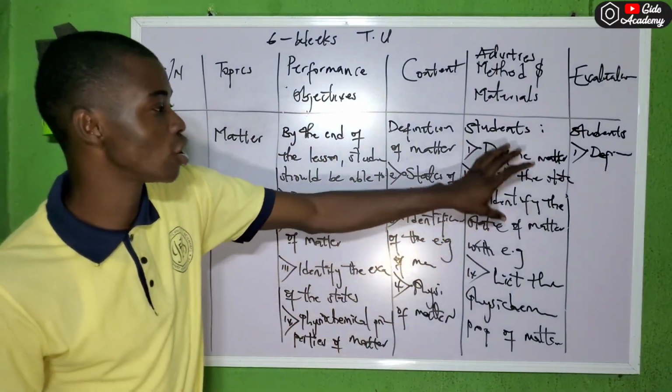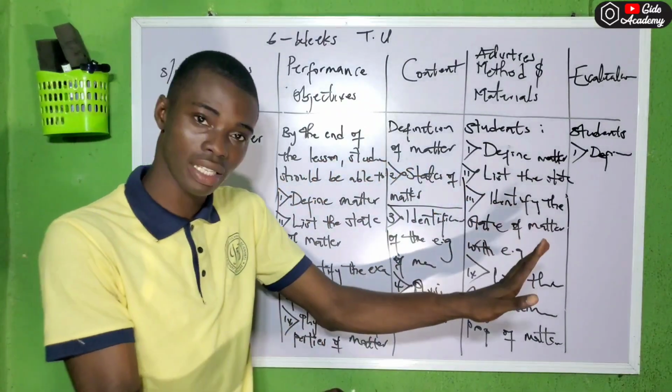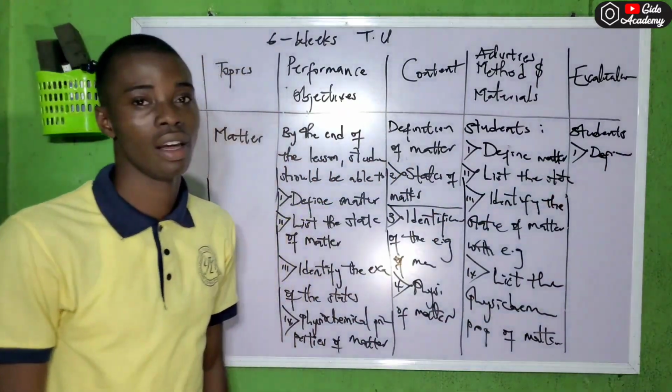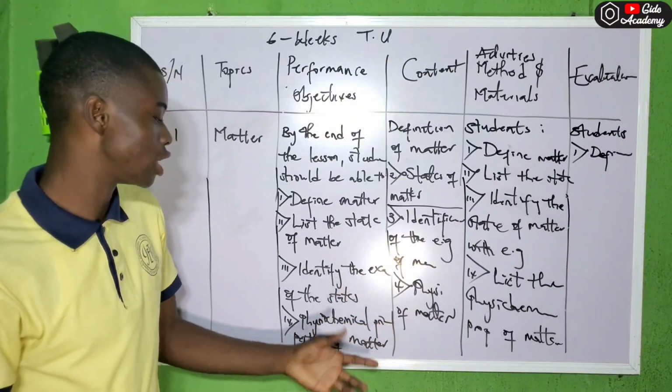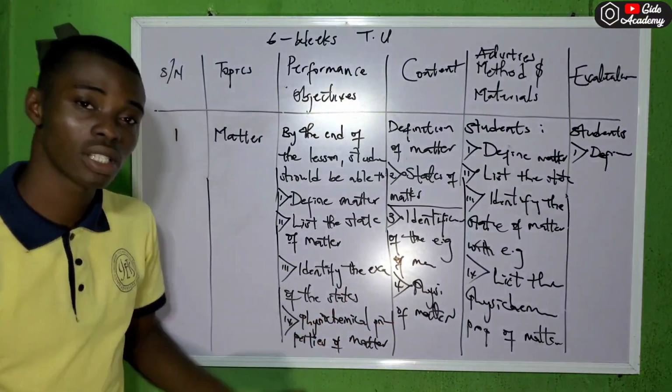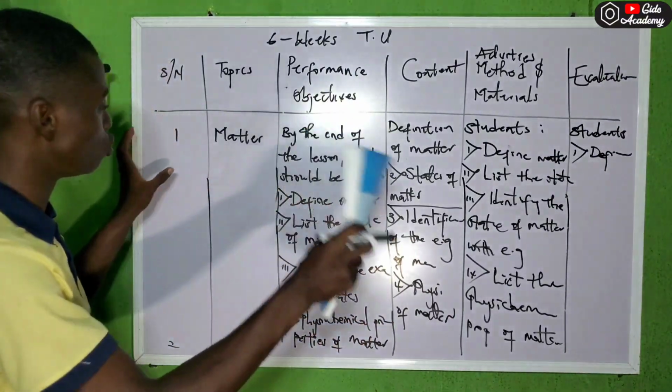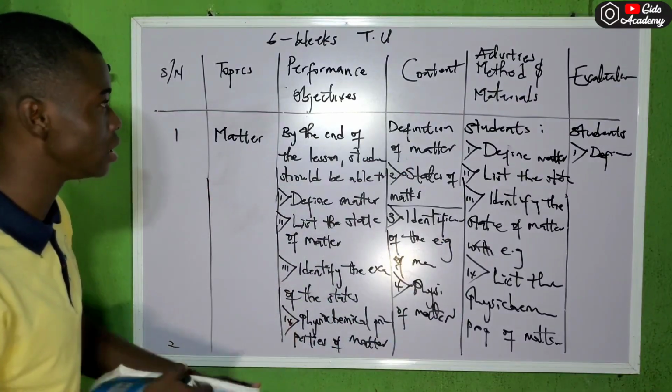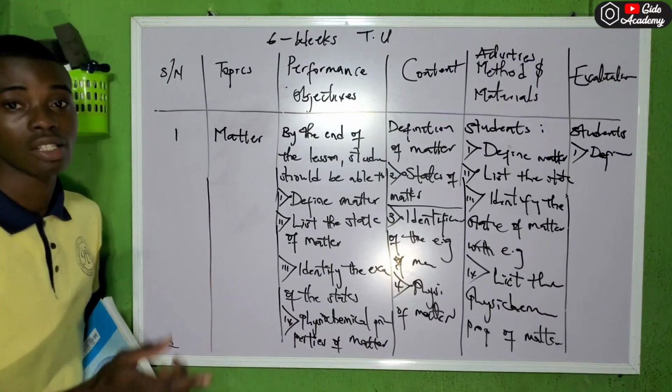But these two evaluations again, I can decide to expand to give me three objectives. I can decide to expand these two again to give us three objectives. So this is how you should fill the first one. Then after filling this, you go to number two, you write the next topic.